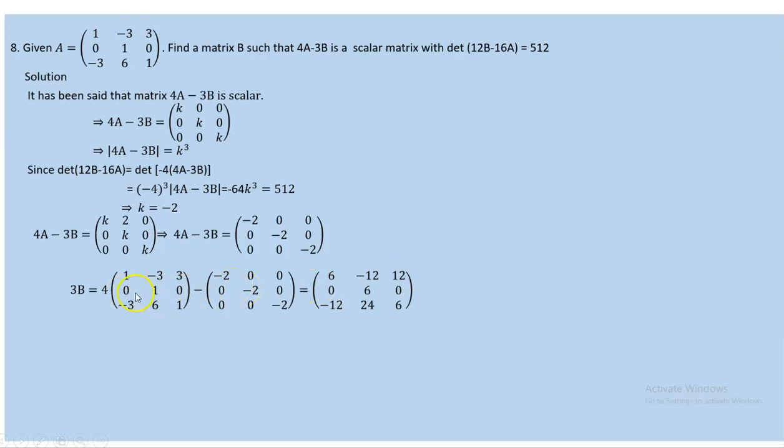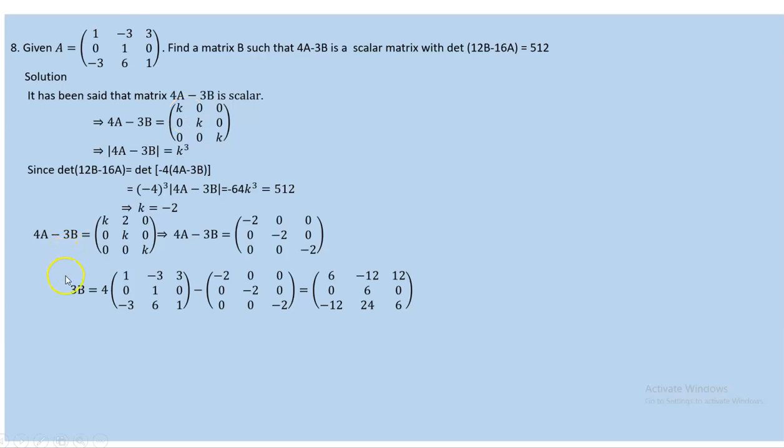You can do. Let me check the third row entries. 4 times minus 3, negative 12. Negative 12 minus 0 is again negative 12. 4 times 6, 24. 24 minus 0 is 24, as you see. And for the last, 4 times 1 is 4, minus minus 2 makes 6, because 4 plus 2 makes 6. Do the same for the second row entries. So you see, students, 3B now is obtained. It is a matrix having these entries. The question is not to find 3B, rather to find matrix B.